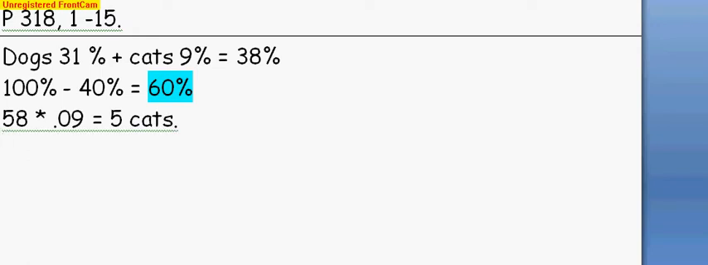Number 2, write the fraction, decimal, and percent that tells how much of the figure is shaded. Okay, so look at that crazy star. It's yellow and white. So you have to count all the yellows and all the whites. And the way you're going to do this, it says what percent is shaded, so you have to do the shaded over the total.